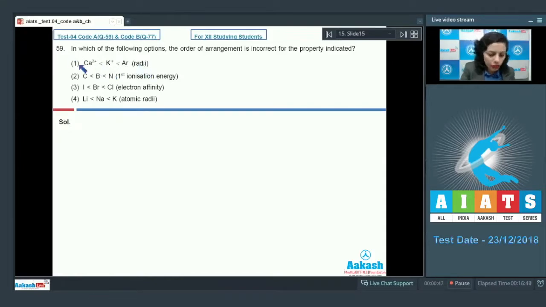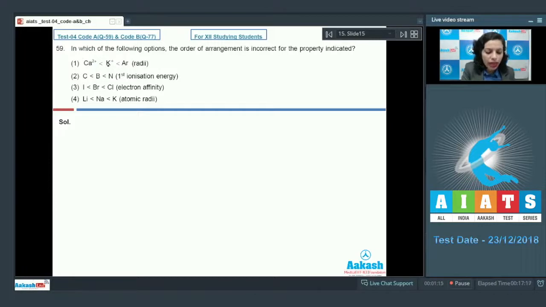If you look at the first option, 3 species are given. One is calcium ion, the other is potassium ion, and the third is argon. In this case, you have to check whether this order of atomic or ionic radii is correct or not. If you look at the calcium ion, this calcium ion has 2 unit positive charge, while this potassium has 1 unit positive charge.